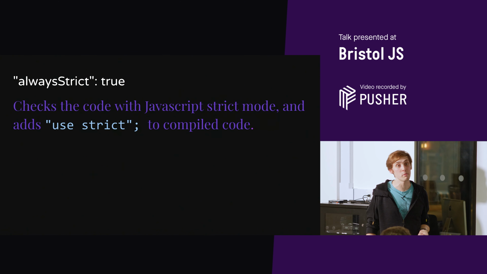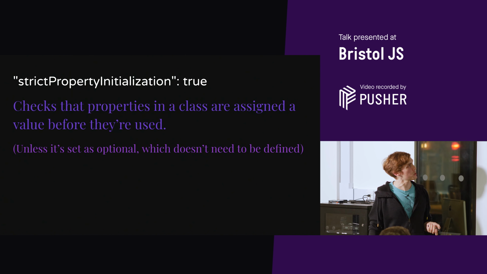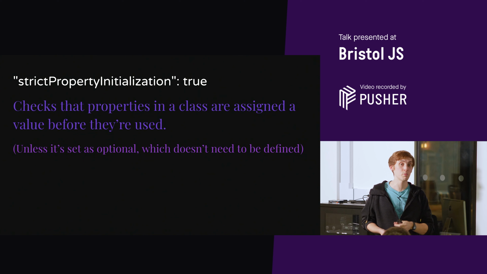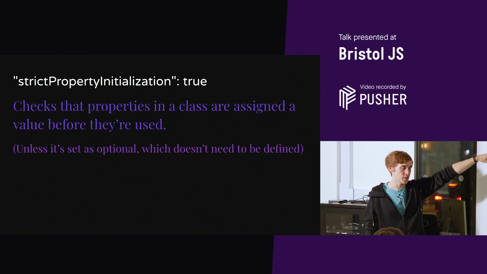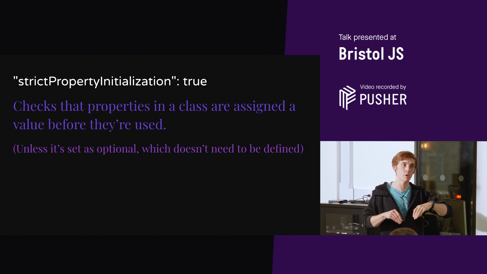Always strict basically means that when it compiles your code, it's just going to put you in strict mode. It's pretty good. Strict property initialization. I can't remember what this is. Okay, so it basically checks that you write to a property before you use it. So if you said you're going to have a property and it's going to be a string, say in an object, in a class, you need to set that somewhere before you try and access it. And that's actually fairly intelligent, so it knows if you put something in your constructor, that's going to run before anything outside of your constructor.